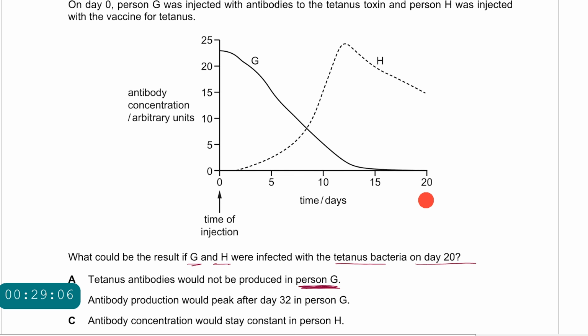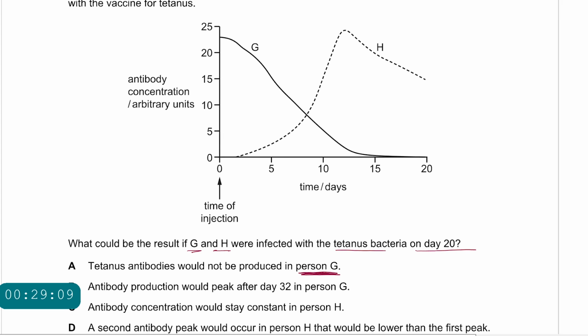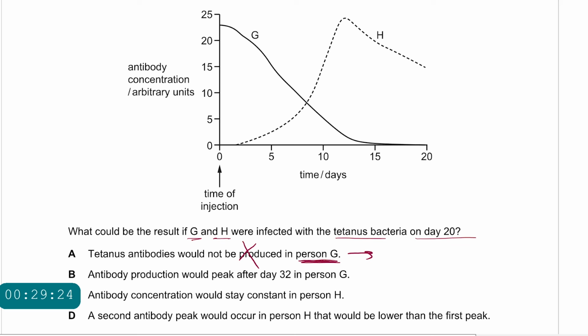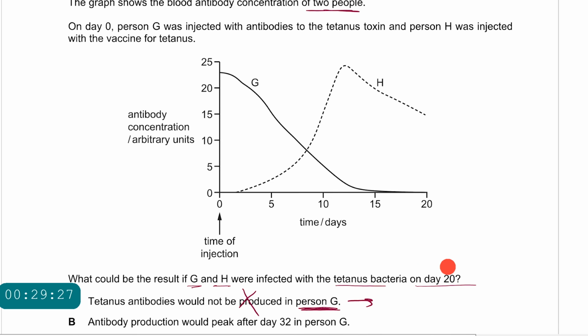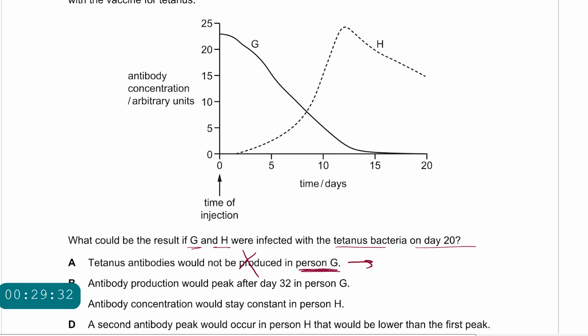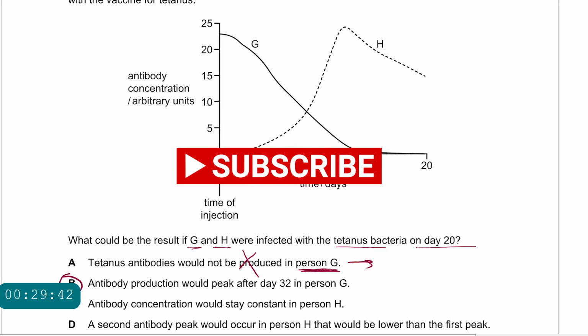This is incorrect because whether that person has passive immunity or artificial active immunity, it still would produce an immune response. This is definitely incorrect. By the way, this was a point of confusion for many candidates, so be careful with this point. B. Antibody production would peak after day 32 in person G. Definitely when clonal expansion, the primary immune response happens, antibody concentration definitely peaks when clonal expansion and clonal selection happens, so the answer is going to be B.